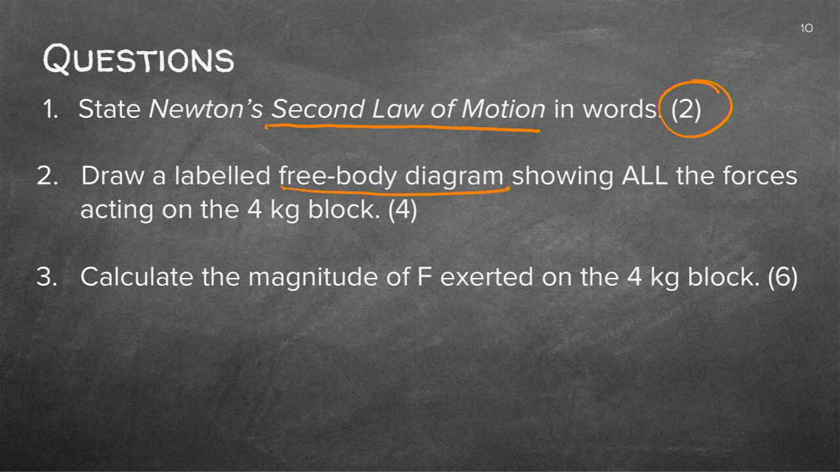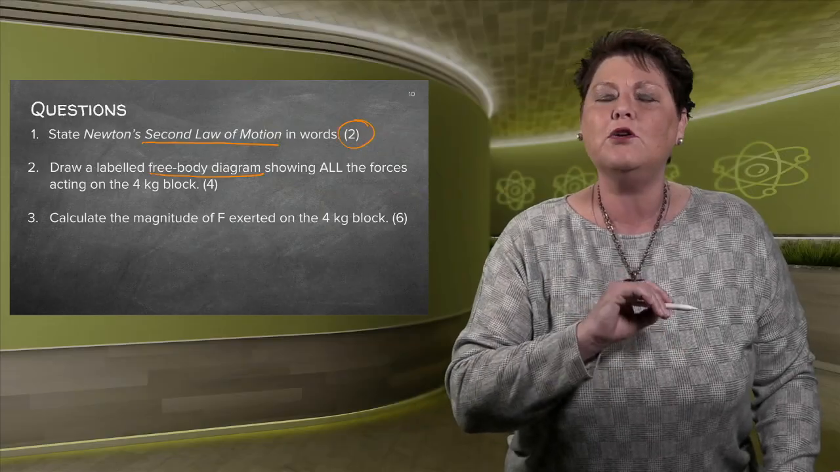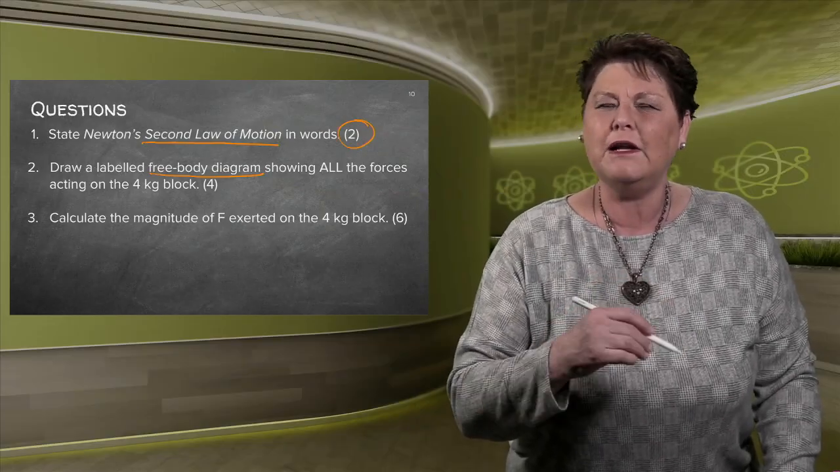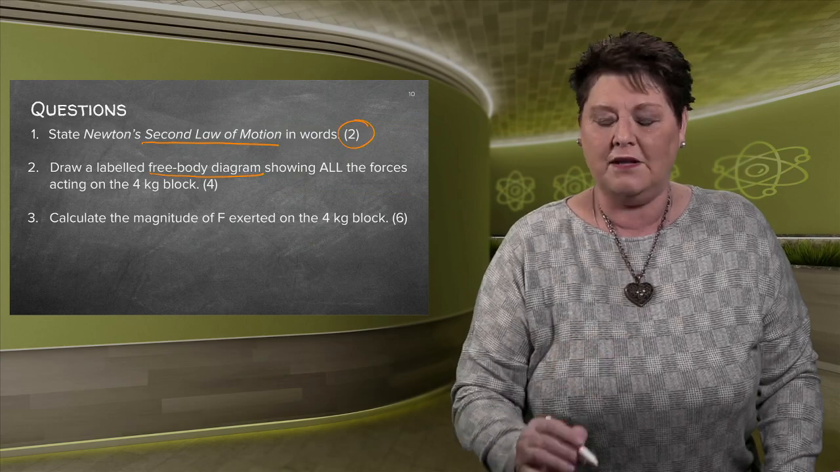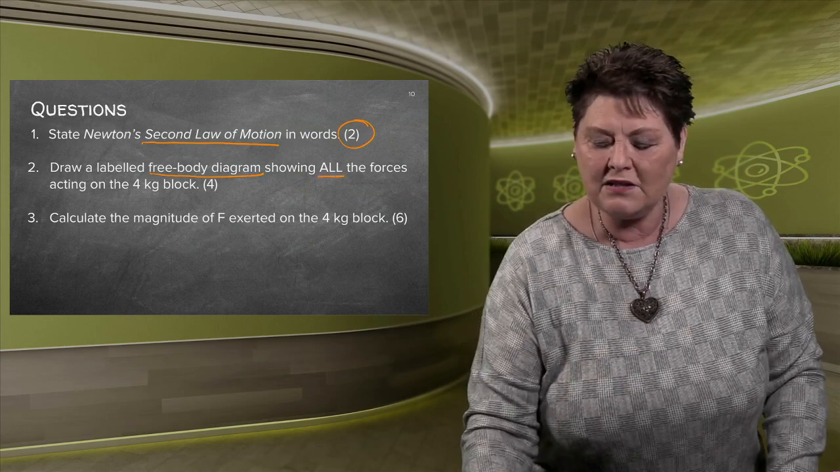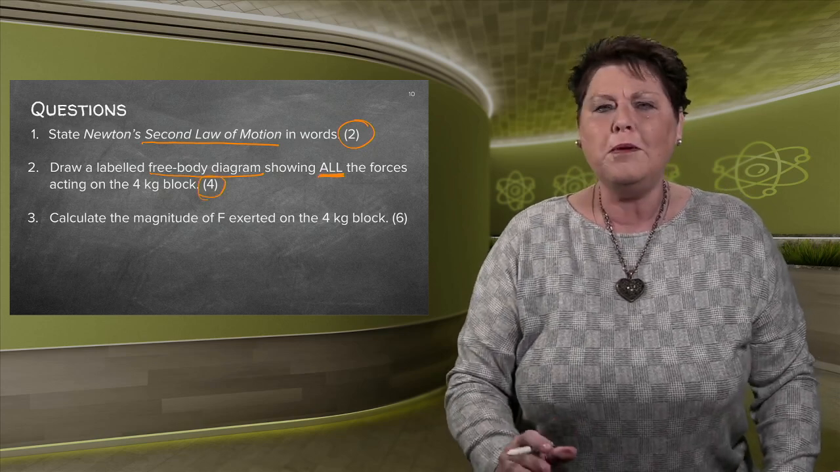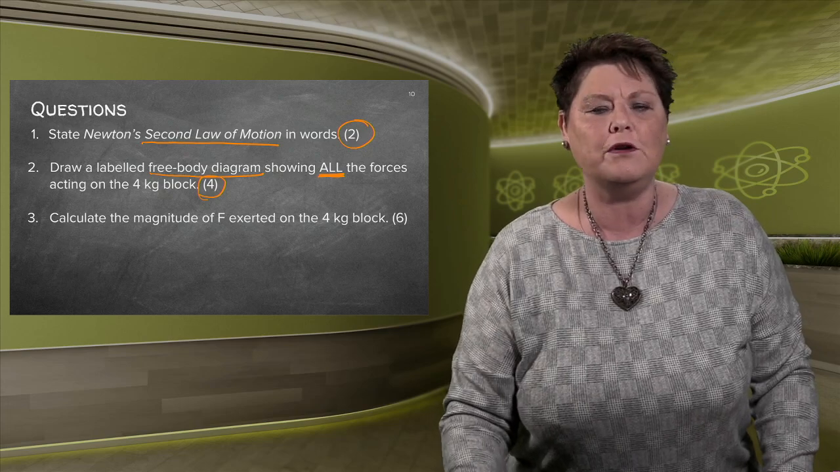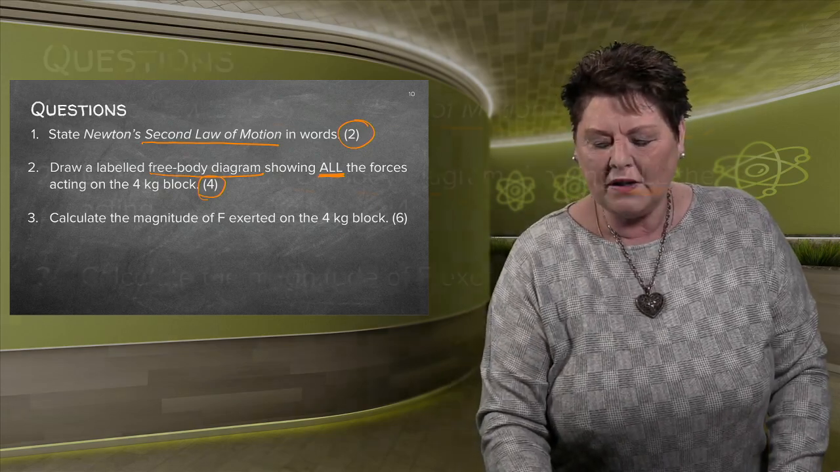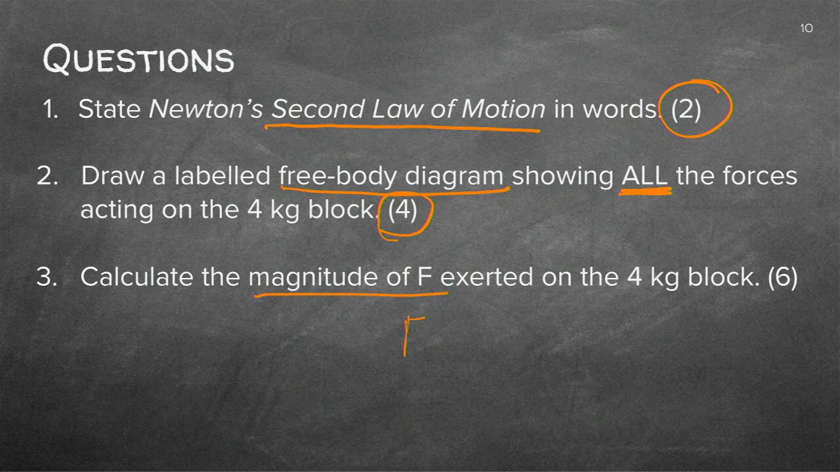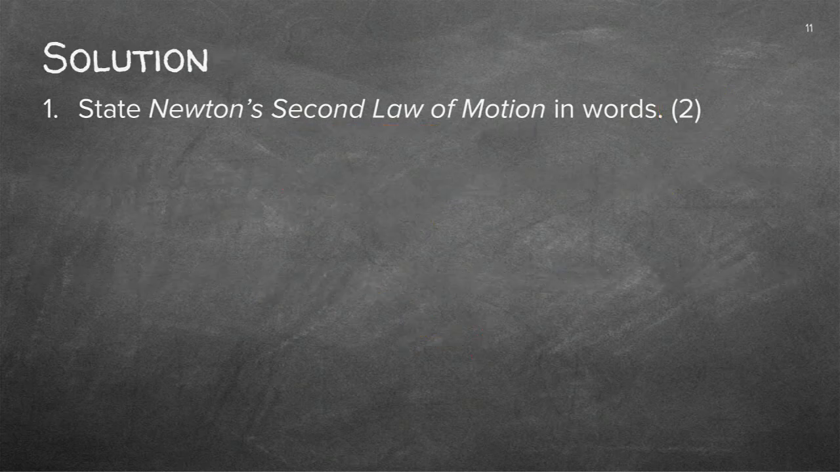Draw a labeled free body diagram. Remember we did free body diagrams previously. Go and have a look at that snippet if you don't really know exactly what you did there. And they indicate they want all the forces, and see it's 4 marks. So you'll probably have 4 forces or even more. And then finally, what's the magnitude of F? So they're asking you to calculate F, which is causing that 4-kilogram block to go up the slope. So let's start the answer.